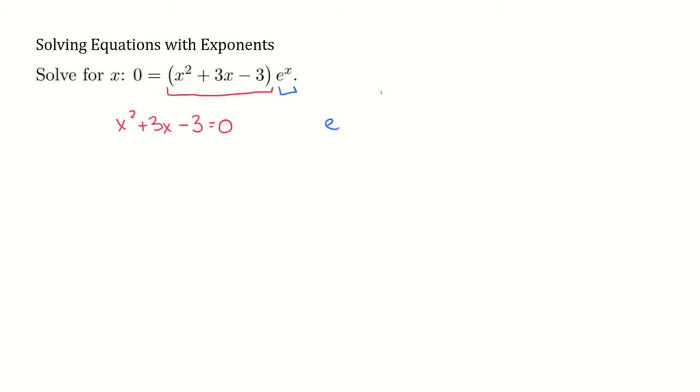e to the x is equal to 0. We know that an exponential function like e to the x is strictly positive, so this expression will always be false. This expression has no solution, since e to the x is strictly positive.